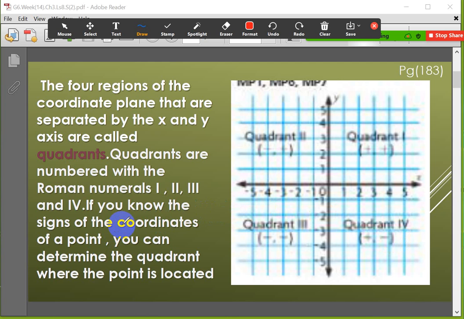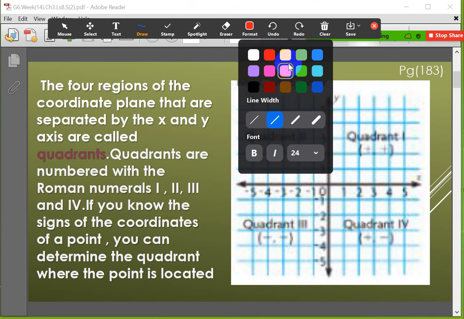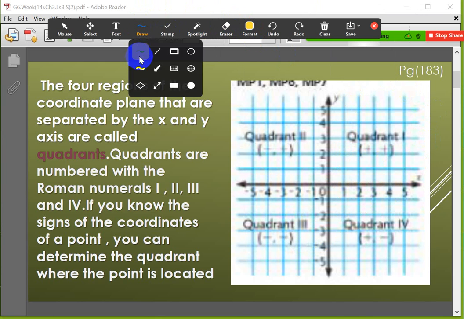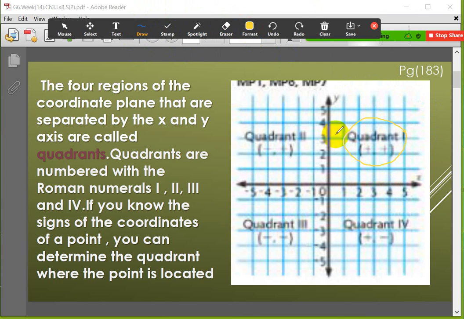Something else, girls, I want to tell you. If you know the signs of the coordinates of a point, you can determine the quadrant where the point is located. Look, girls, I want you to see something here. In the first quadrant, this region, if you look at the x-axis on the right side it is positive, and the y-axis up is also positive.